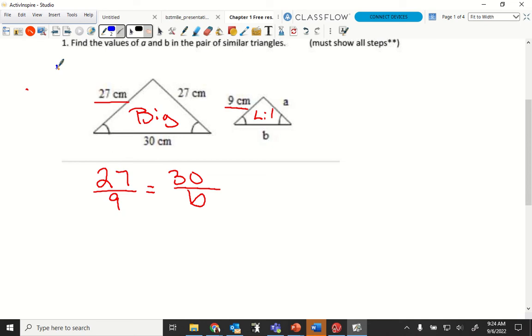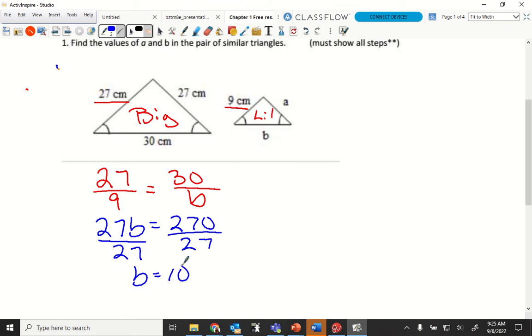So 27 times B equals 9 times 30, which is 270. Hopefully. Am I right there? Yeah. Okay. And what would I do to get B by itself? Divide by 27 on both sides. Yeah. So you get B equals 10. There we go. I got one of them. Do it for the other side now.